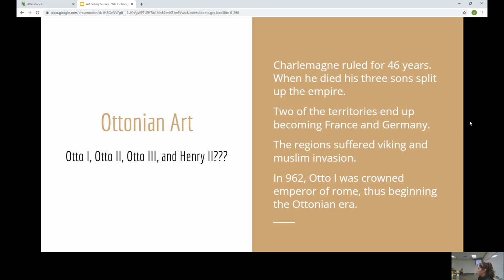And fun fact, the Ottonian Empire is the last one we're talking about today. We're almost done, but not really, because there's a lot. Otto the First had the longest reign. Otto the Second, Otto the Third, not as long. Henry II has some stuff too. But most of this is going to come from Otto the First.